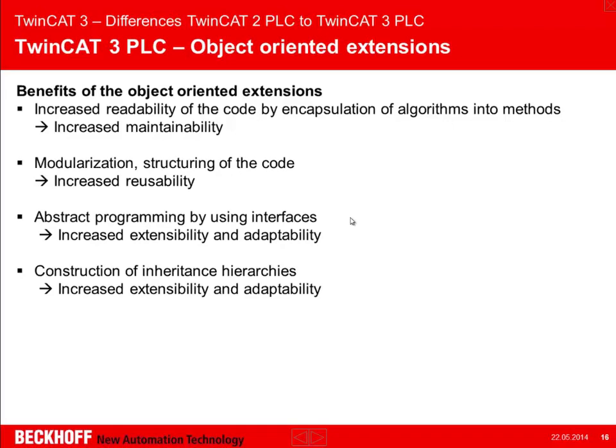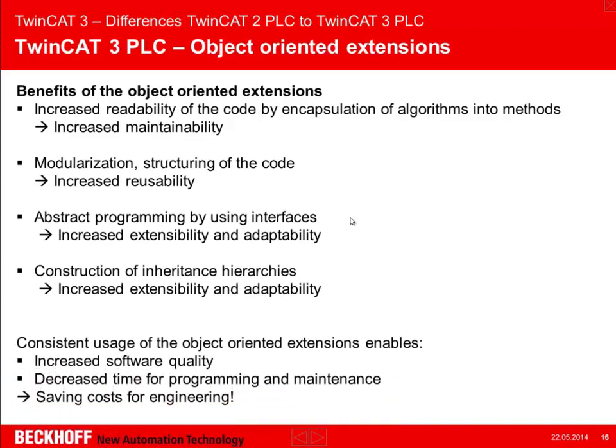And of course, if you want, you can also use inheritance, which means you start with the base class, the base function block, and you can derive a special function block, a special class. And if you also use this, then we think that it makes life easier. It will increase the software quality, and with increasing software quality, it will decrease time for programming and maintenance, so saving cost for engineering. But of course, it takes time to take your TwinCAT 2 PLC code and do it in an object-oriented way. So it takes time, but I think it will save cost in the future.